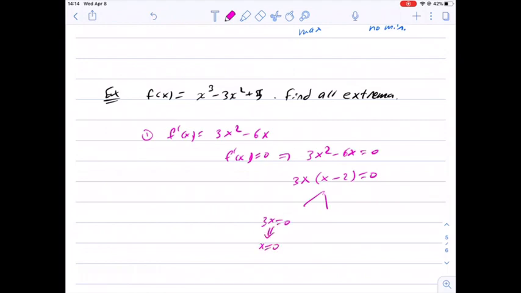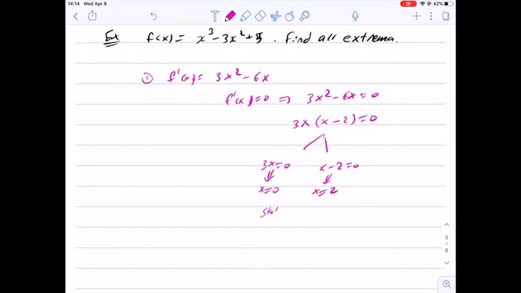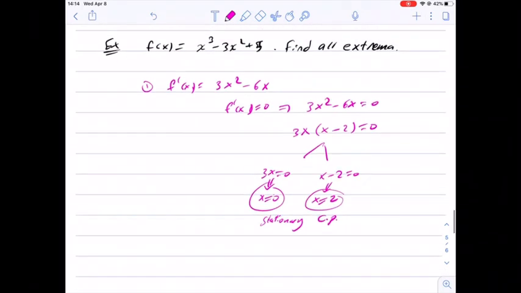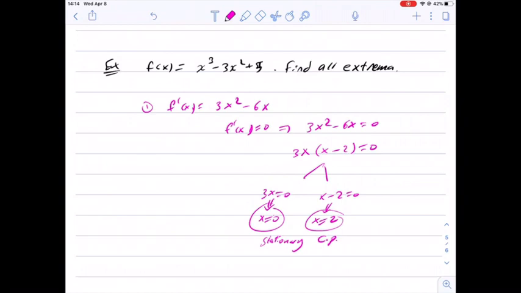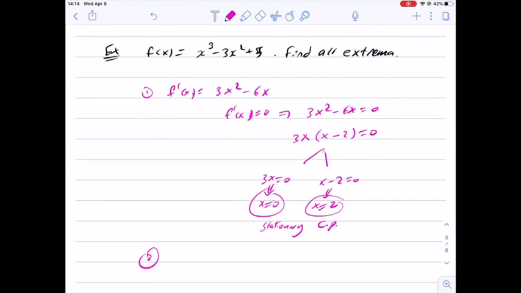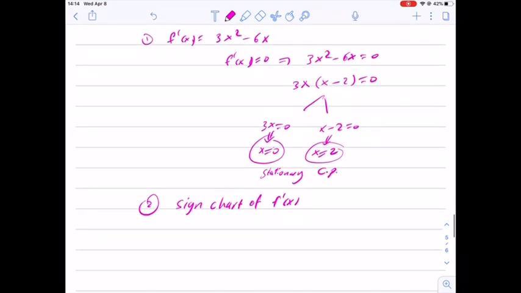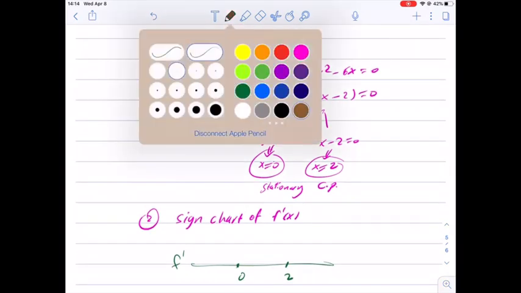So we have 3x equals 0, that means x equal to 0, and x minus 2 equals 0, that means x equal to 2. Those are stationary critical points, this and this. We don't have singular critical points because the function is defined everywhere. Second, we make a sign chart of f prime of x to determine the intervals of increase, intervals of decrease. So this is f prime. We put the critical points here and we study the sign.